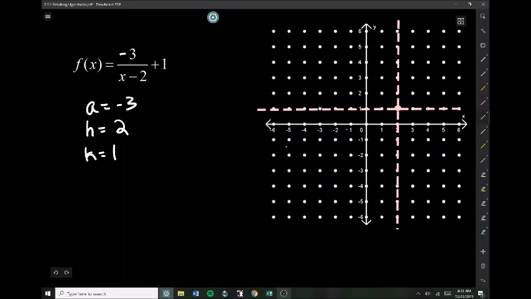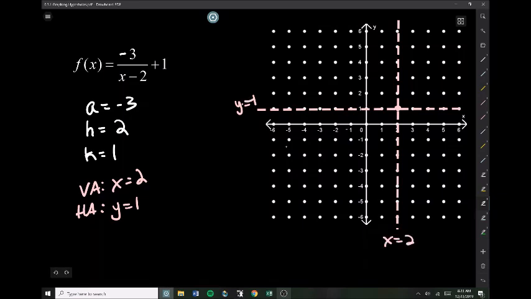So I could now state that I've got a vertical asymptote at x equals 2. Why? Because x can't be 2. I know it's kind of weird, but since x can't be 2, that's where the asymptote is, at x equals 2. The horizontal asymptote is at y equals 1, because that's what that number is here. So here is the line y equals 1. Here is the line x equals 2.